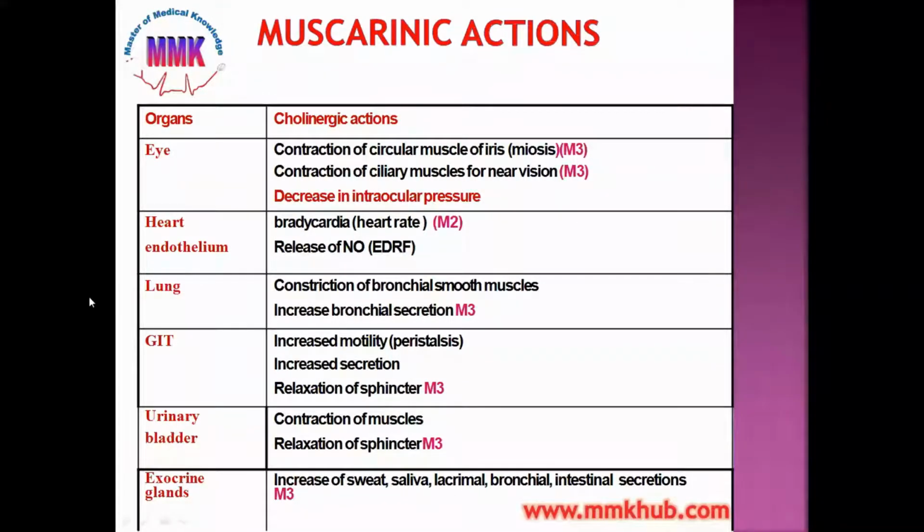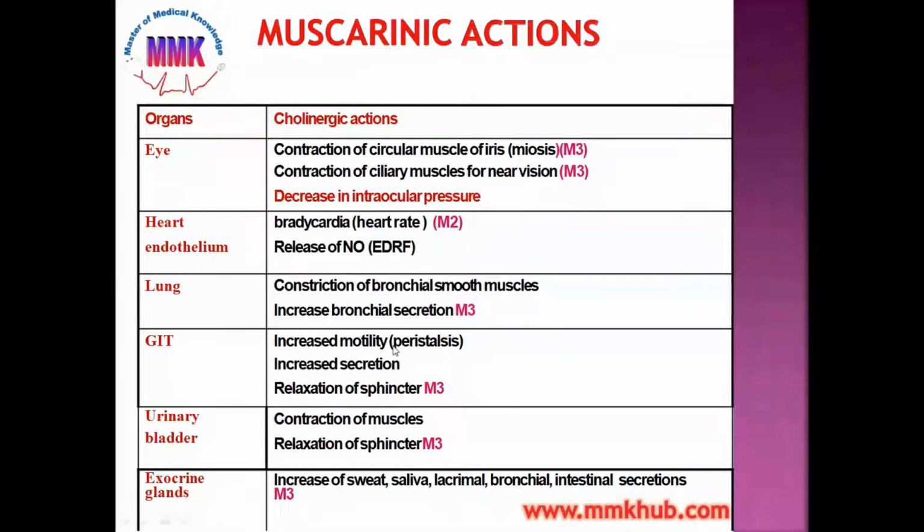In the heart, as we have discussed before, M2 is working on the heart rate, leading to bradycardia, and our endothelium will release nitric oxide, so there will be vasodilation. In lungs, there will be constriction of bronchial smooth muscles, so it will increase the bronchial secretion. Again, M3. M3 is a very important receptor, and if you remember, M3 is the one on the upside, so it will be the activation or excitatory receptor.